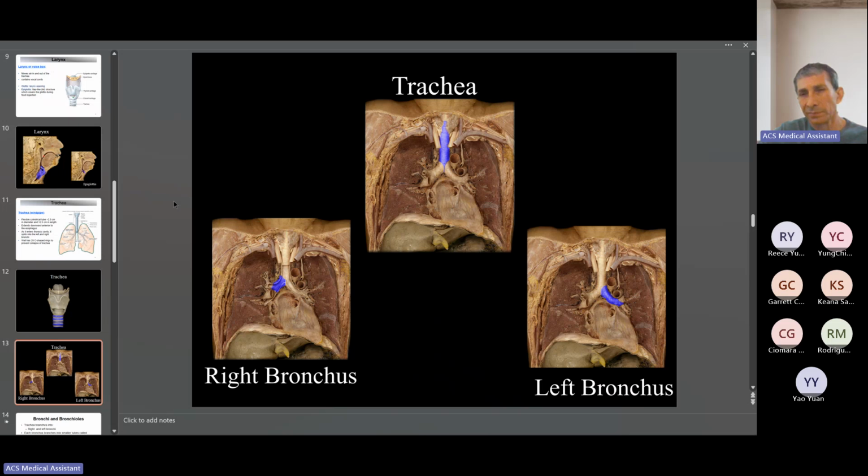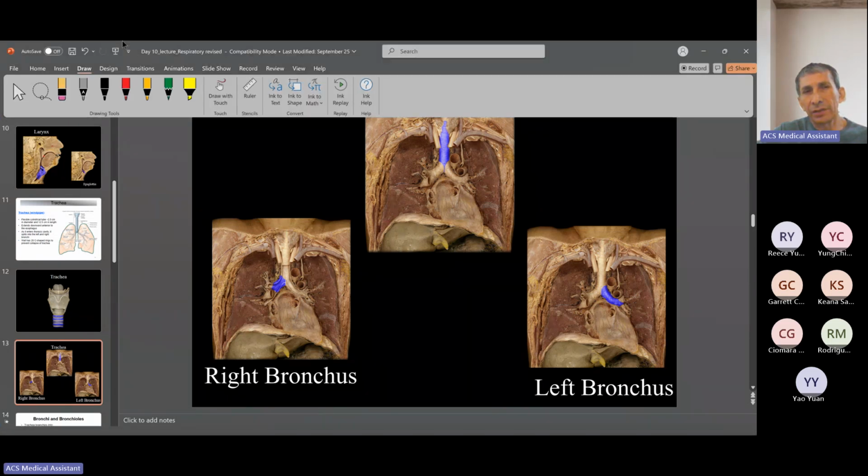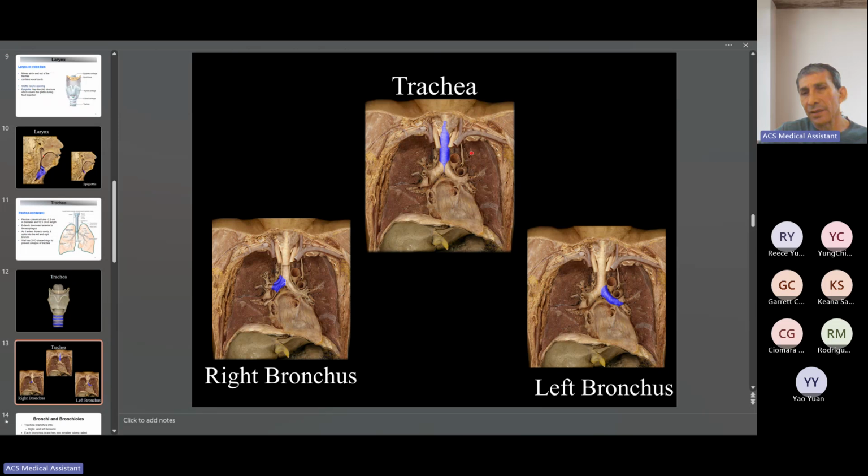Here is the trachea. Now we have the trachea and its components. So here is the trachea, this tube that connects the larynx right here, the pharynx right here, and then either the nose or the mouth. Now this trachea branches off to the right, inside the right lung, because this is the right lung, and to the left, because this is the left lung.